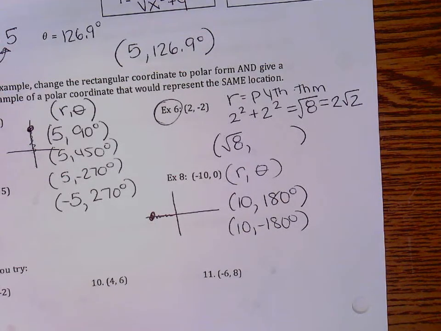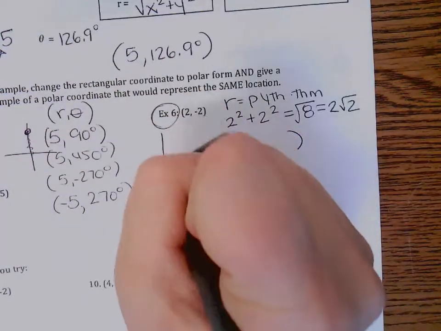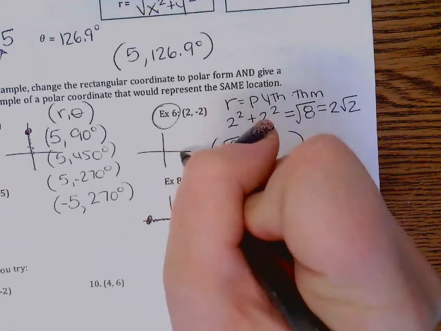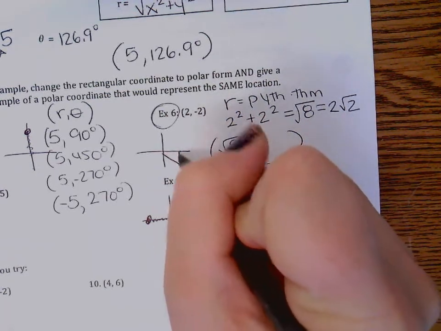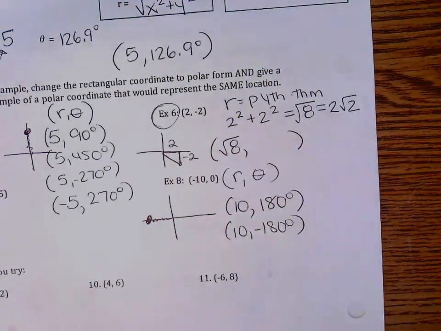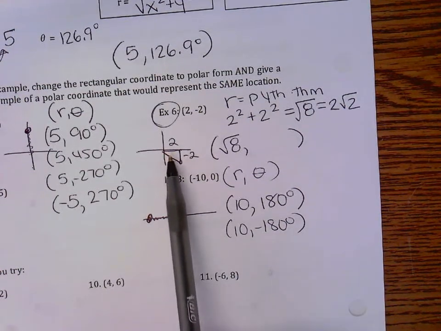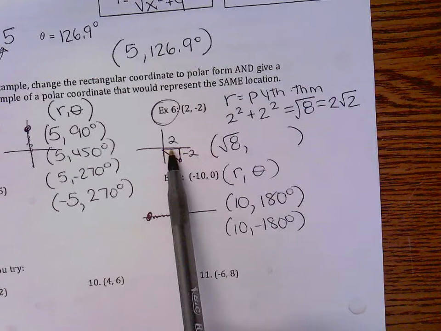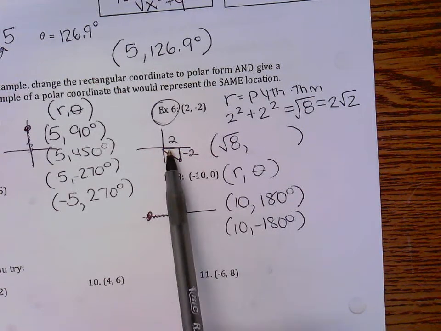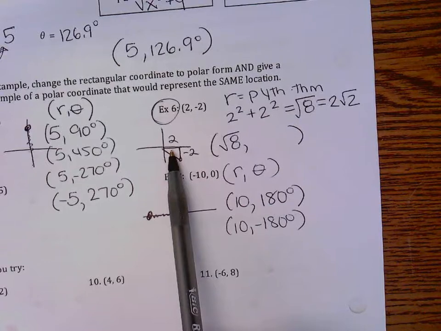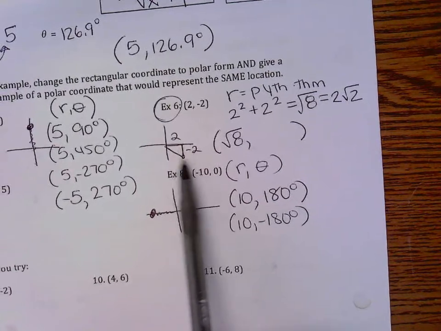And what's my angle? So I like to plot out where I am. So I'm at 2, comma, negative 2. I'm down here with an isosceles right triangle. You should know what that angle is then. Any isosceles right triangle has an angle of what? 45.